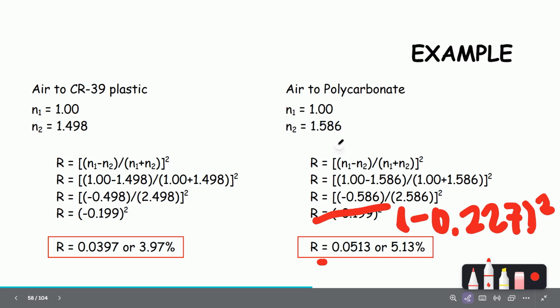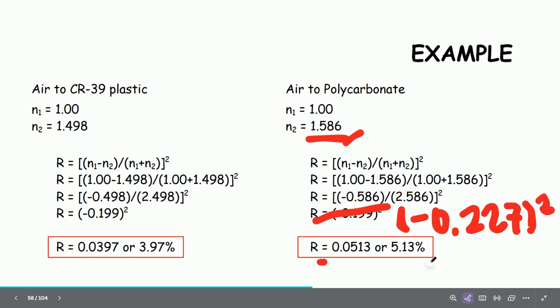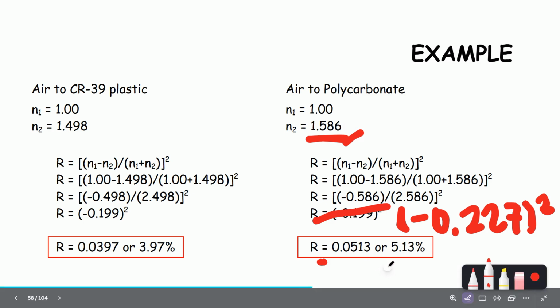5.13%. This means that the higher the index of refraction of our material, the more light is reflected. So the AR coating or anti-reflective coating is more important in high index materials because they reflect more light.